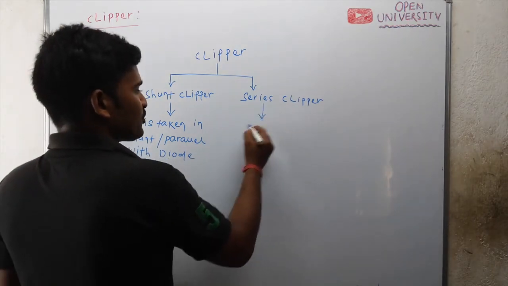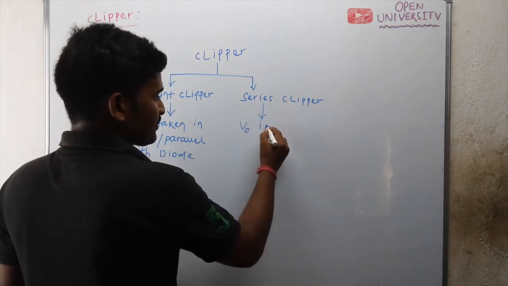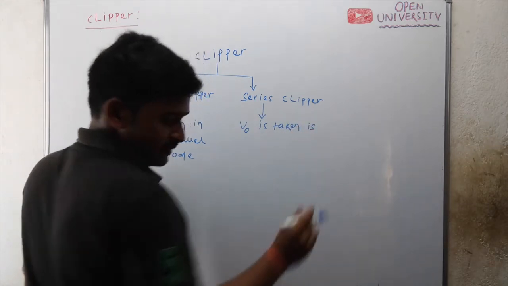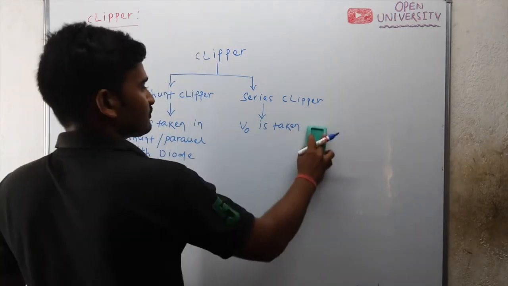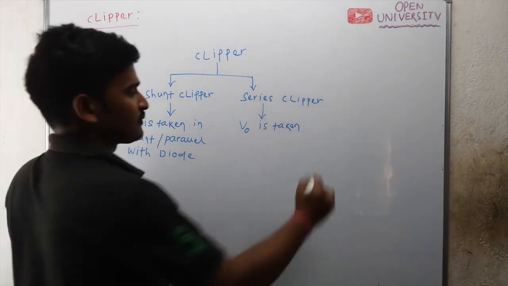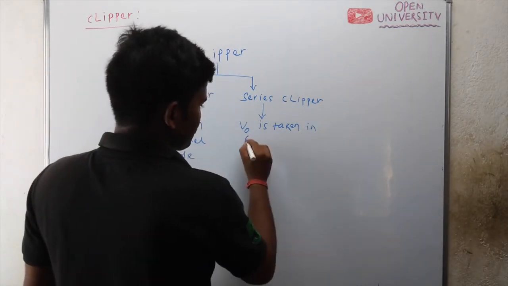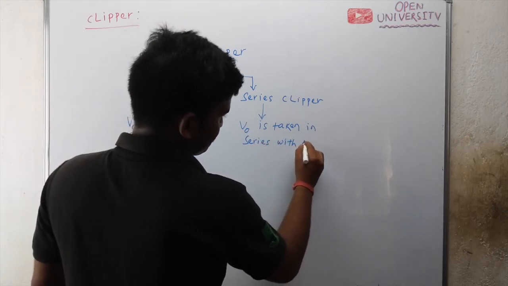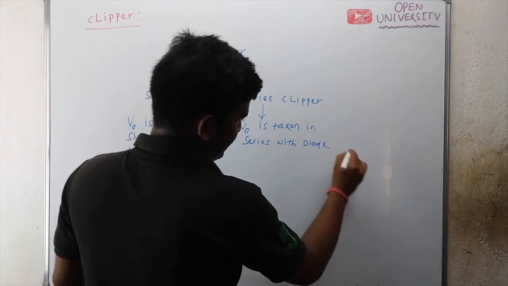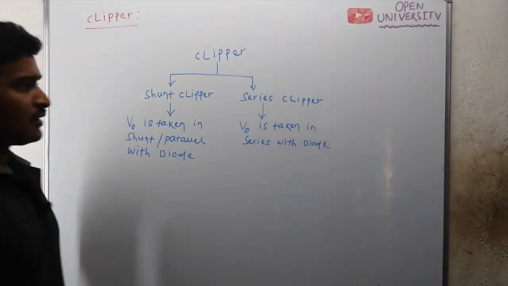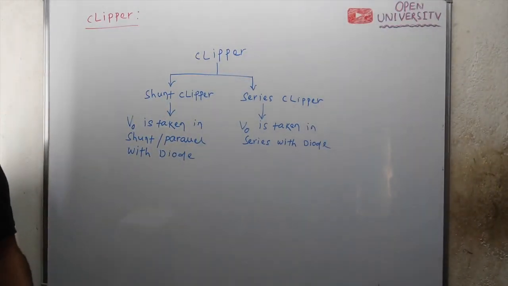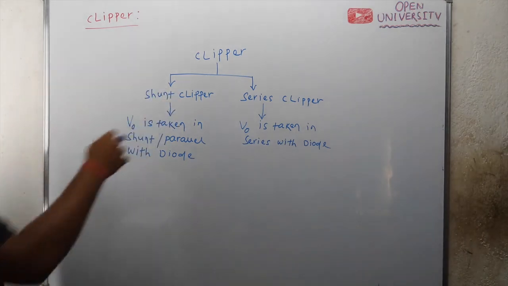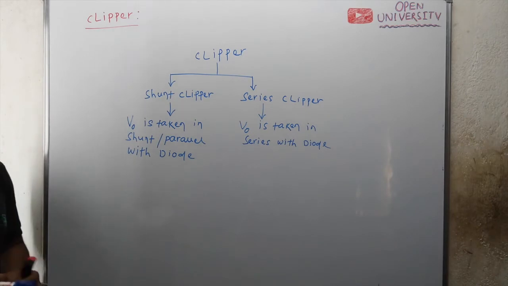In a series clipper, the output V0 is taken in series with the diode. So there are two types of clipper: one is the shunt clipper and another one is the series clipper. We'll first read shunt clipper and then we'll talk about series clipper.